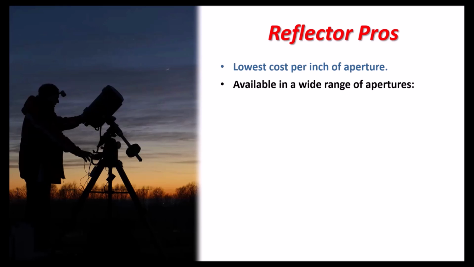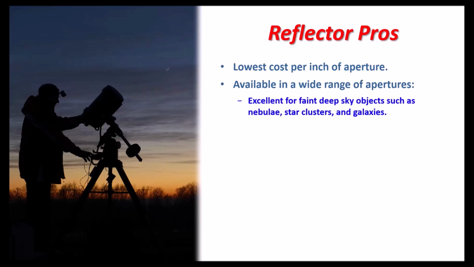Big, big telescopes. So because you can buy a big one for a relatively low price, these are the telescopes of choice for deep sky objects. So if your obsession is going to become observing faint nebulae, star clusters, and especially galaxies, you want to get yourself a big Newtonian reflector.